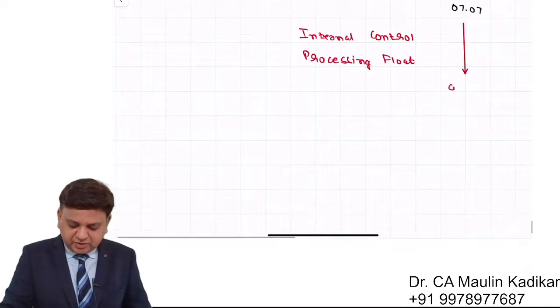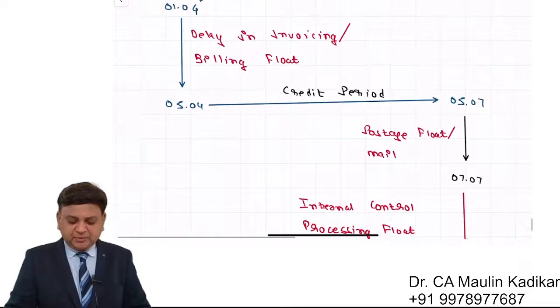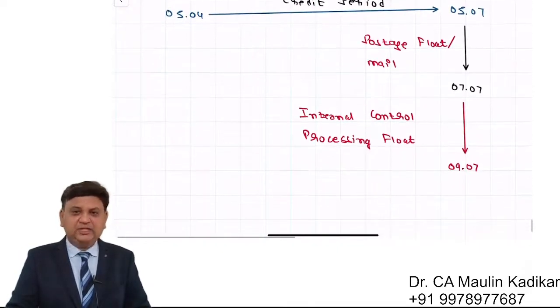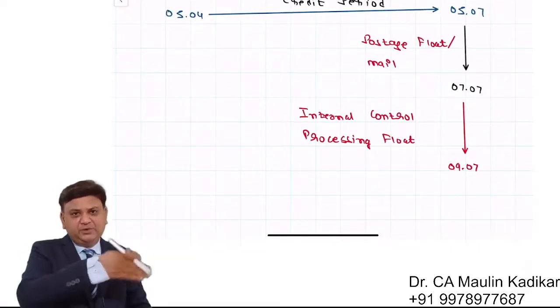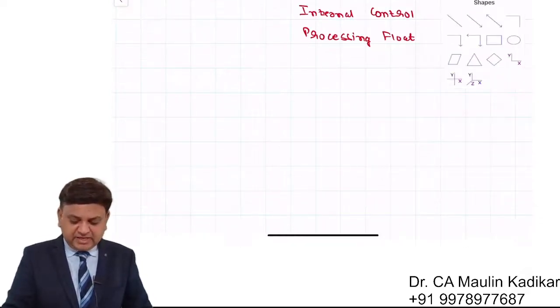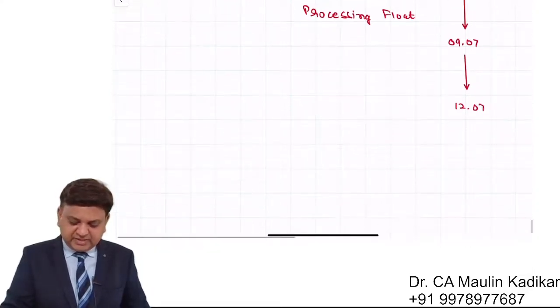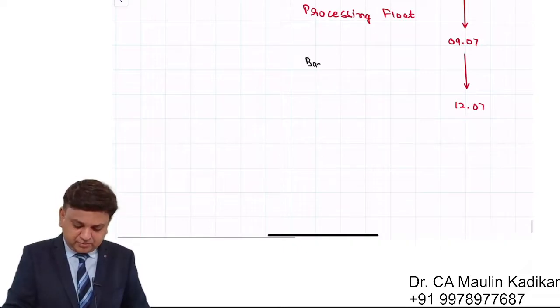That is 9th of July. After deposit of the check, so 9th of July, in the banking procedure, it will take some time. And because of that, the funds are actually credited in the account on 12th of July. And this is what we understand as the bank processing float.